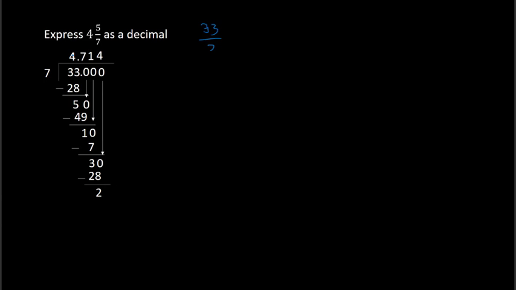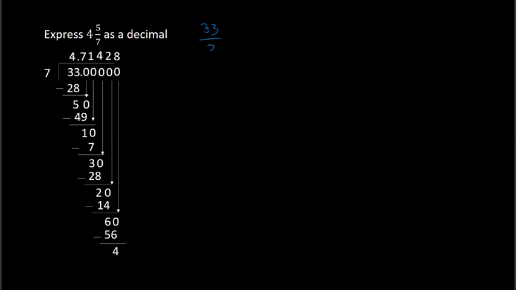Still a remainder, so I need to add another 0, bring down to get 20. So then I see how many times does 7 go into 20? And that's going to be 2 times. So then I take 2 times 7 to get 14. Subtract, I get 6. And then I have to add another 0 and then bring down that 0. And then I see how many times 7 goes into 60. That's going to be 8 times. So then I multiply 8 times 7 to get 56. Subtract, and I get 4.